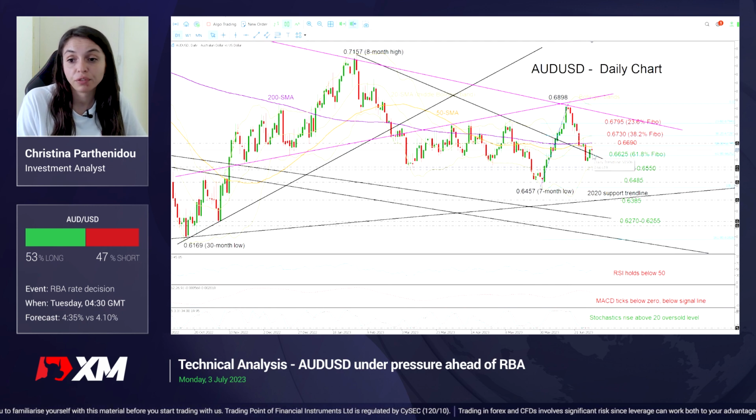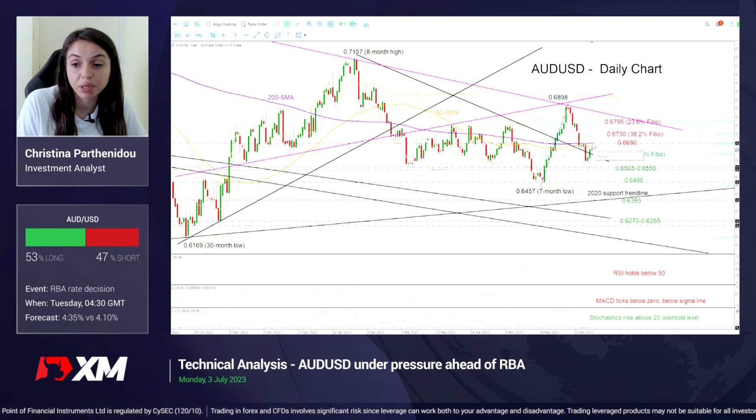So if the central bank delivers a rate hike, I believe that Aussie dollar could extend this recovery perhaps above the 200-day moving average at 0.6690. Then the 20-day moving average, which is also this middle Bollinger Band, could add some pressure into the market around the 38.2% Fibonacci retracement level of this up leg over here at 0.6730. While higher than that, resistance could come around the 23.6% Fibonacci of 0.6795.